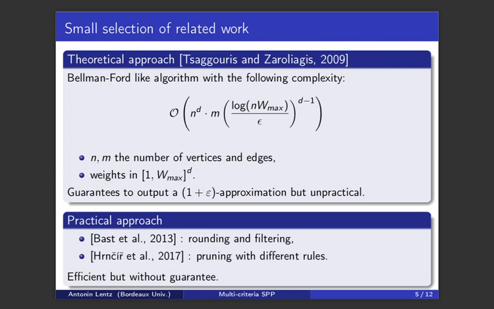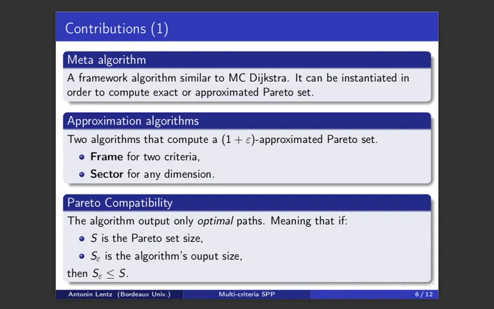So we represent some kind of in-between with a framework that we call Meta. It works similarly to MC Dijkstra, which I will present later. We instantiate this framework in two algorithms: Frame, which is specific to 2 dimensions, and Sector, which works for any number of criteria. What is great about Frame is that it's Pareto compatible, which means that the output of the algorithm is a subset of the Pareto set, which gives us that the size of the output is smaller than or equal to the size of the Pareto set.